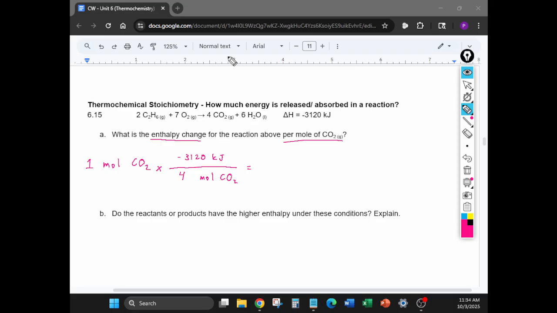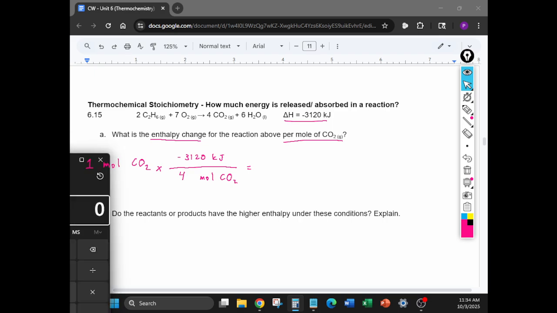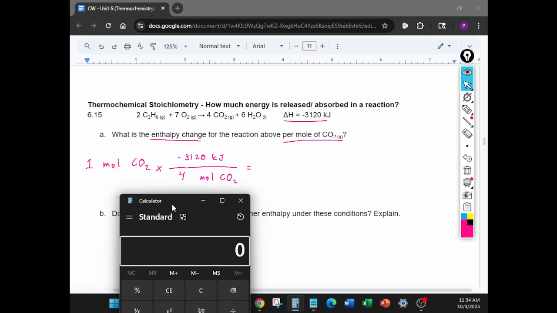So this question is just showing you that enthalpy is just like another thing in the chemical equation. You just need to set up the ratio using the coefficients and the delta H, and that will give us our answer. But the phrasing is actually super important, so that's what I want to talk about next. So this is going to give you negative 780 kilojoules. So this is going to be our answer.